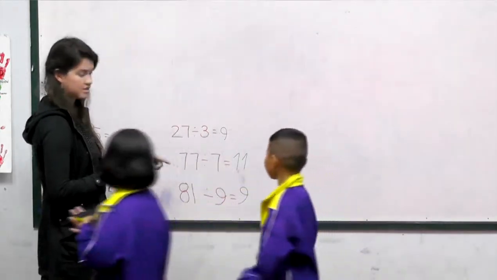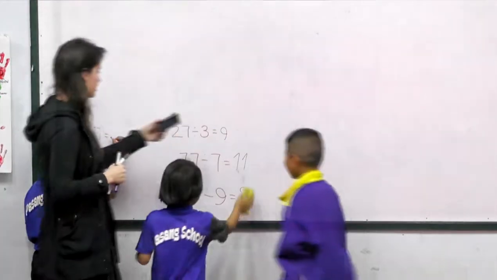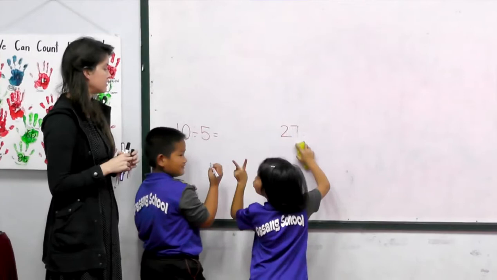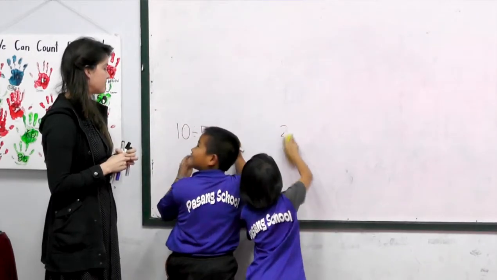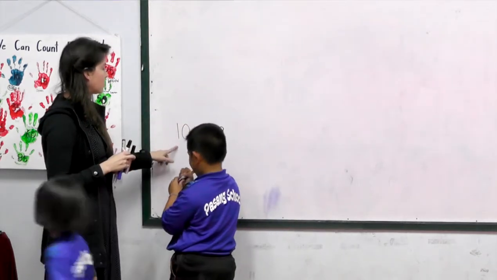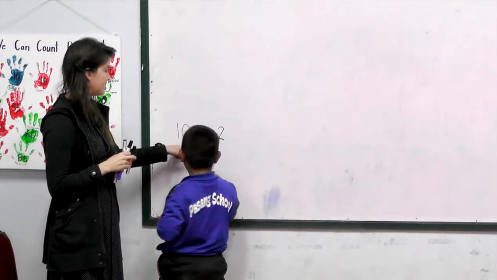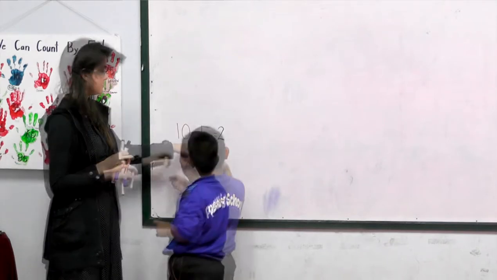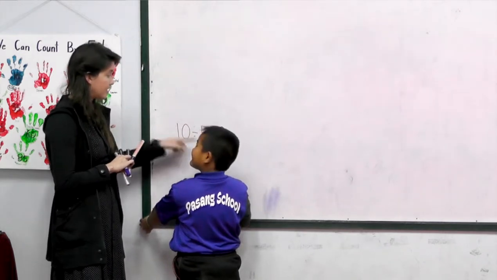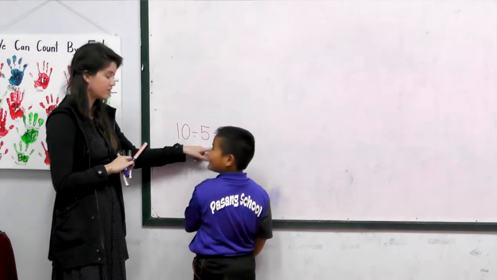Okay, Pangpon, you're finished. Give Prao your eraser. Okay, you're done. Okay, 10 divided by 5. Help out our friend. What do we do? 10 divided by 5. 2. All right, 2. Okay, read our whole answer. 10 divided by 5 equals 2. Very nice.